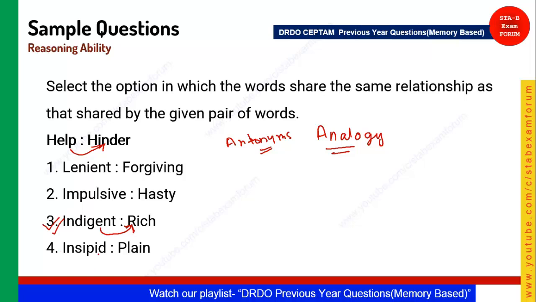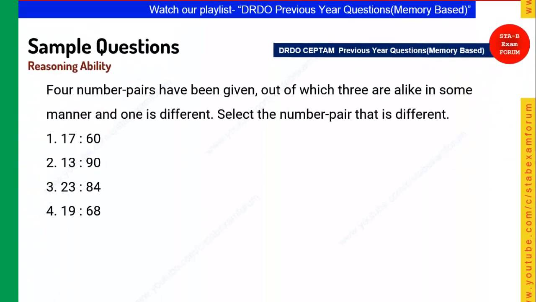If you see option 4, insipid and plain are both synonyms. Impulsive and hasty are just synonyms. Lenient and forgiving, there is no relation at all. So option 3 seems to be the correct answer, and those who have given their option as 3 are correct. Student, you can practice a lot on these questions. Let's see the next question.